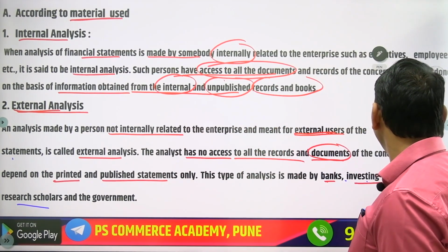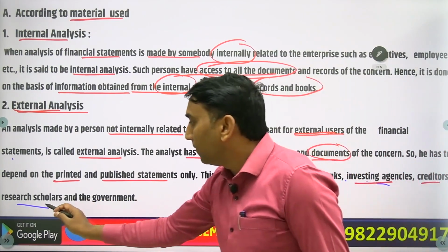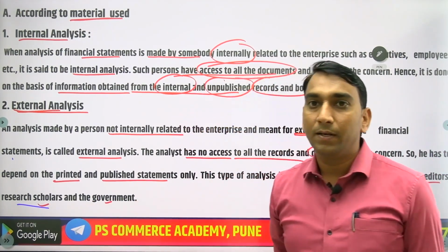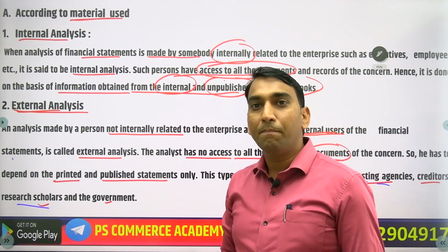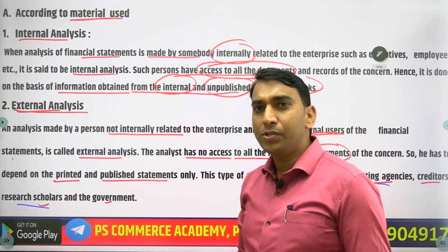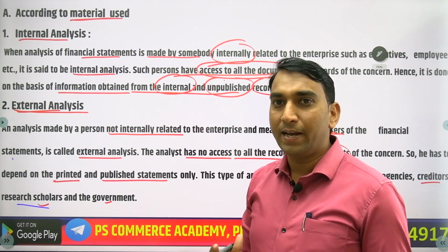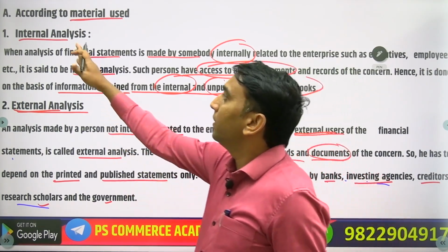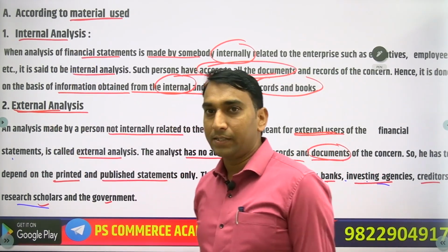Bank is there, investing agencies are there, creditors are there, research scholars are there, government is there. So all these parties are the external parties. They are not the internal parties. So according to material use, we have classified financial analysis into two categories. One is the internal analysis, second is the external analysis.